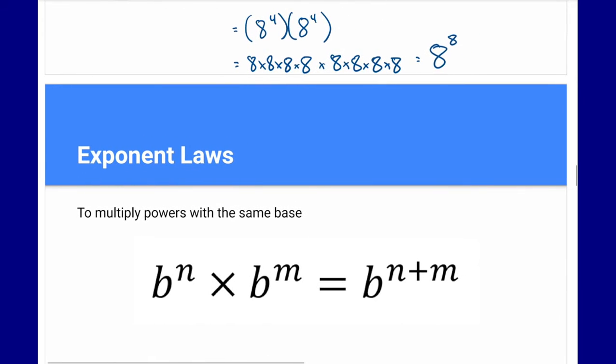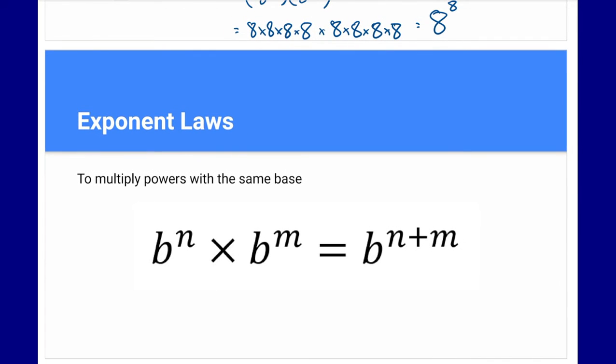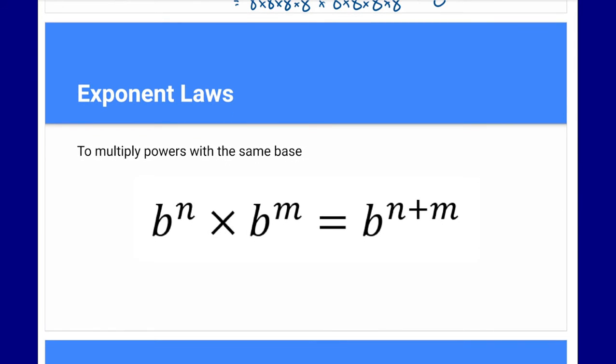So what we're looking at are exponent laws, and hopefully you recognized some patterns as we went through those warm-ups. Now we're going to look at some of the laws, some of the ways to easily work with or simplify powers. When we're multiplying powers with the same base, we add our exponents together. So b to the power of n times b to the power of m equals b to the power of n plus m.